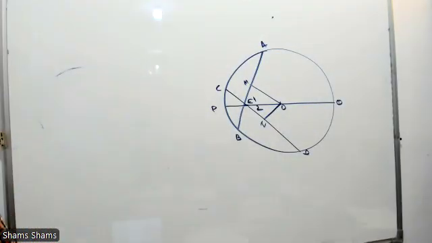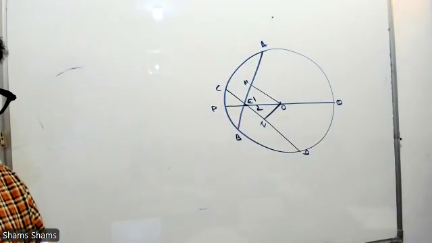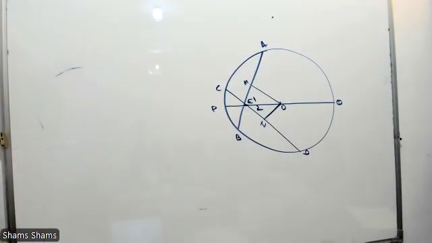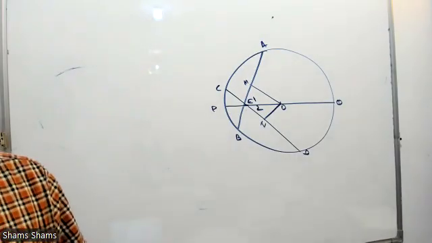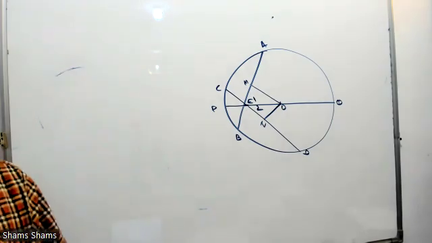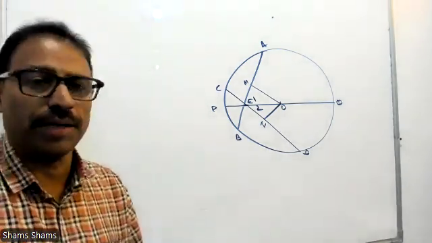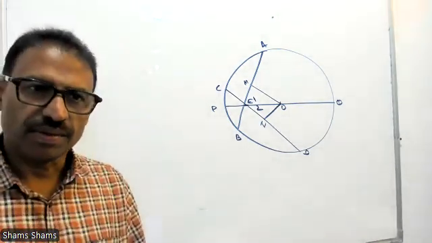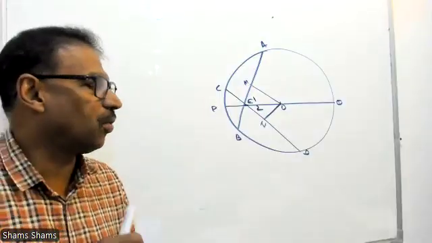Now our requirement is AB equal to CD. Then what do you have to show? If OM equal to ON, then finish. You just prove OM equal to ON.